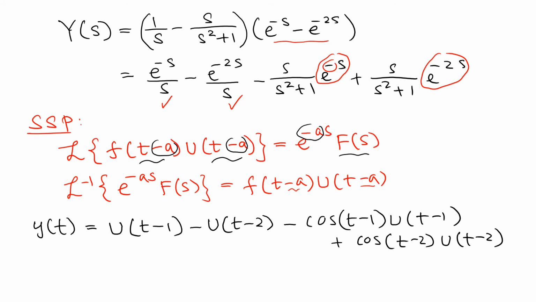But what we normally do is try to write this as a piecewise function, considering different cases, because there are two different switches. One switch is on at 1, the other switch is on at 2. What happens if t is less than 1? What happens if t is in between 1 and 2? And what happens if t is greater than 2? So there are three cases. Let's write the final answer considering those three cases.